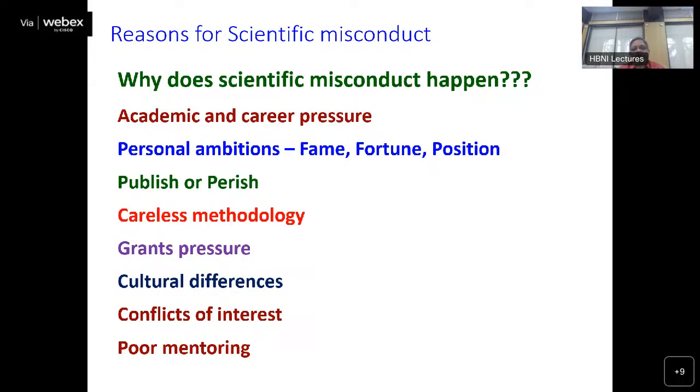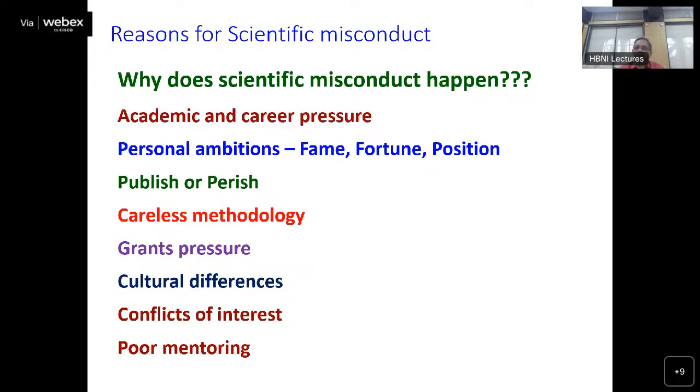Then we have personal ambitions. Okay, so fame, fortune, and position. See, fame, of course, everyone would like to become famous. You want to be known in your peer circles that you have done some excellent research work and you are good at what you are doing.